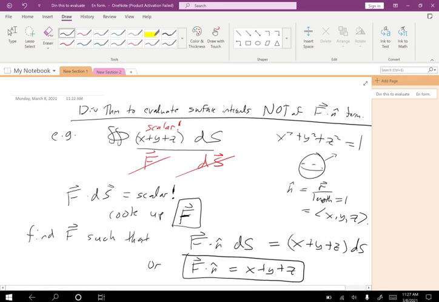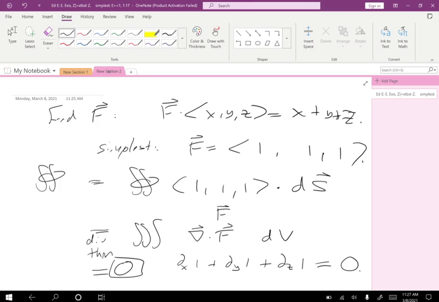But it's not as obvious if you look at this integral, is it? Could you have said that was 0 instantly? You could argue by symmetry, but it's clearly not obvious. So the divergence theorem is often very helpful for evaluating surface integrals.